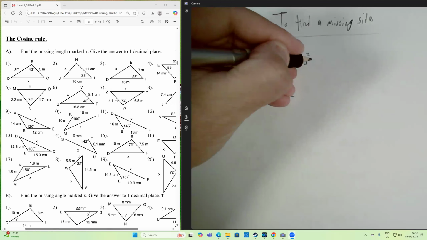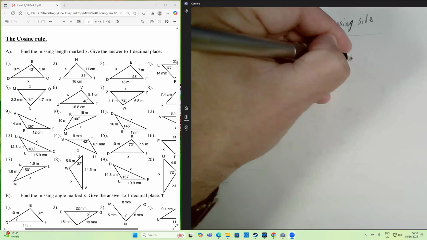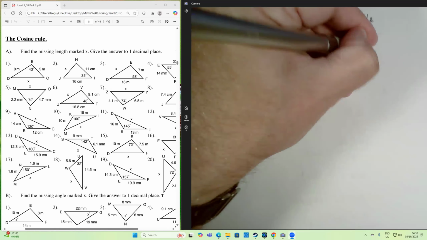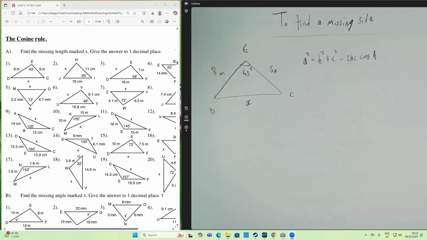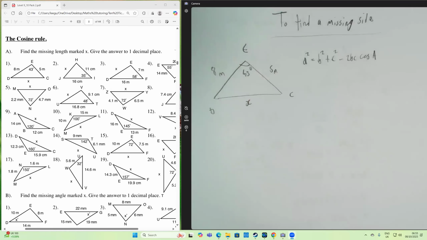The cosine rule is a squared is equal to b squared add c squared minus 2bc cos a. So that is the cosine rule, and what we're looking to do is find a missing side. In order to know whether or not to use the cosine rule, the pattern we're looking for is that you have two sides with an angle in between.